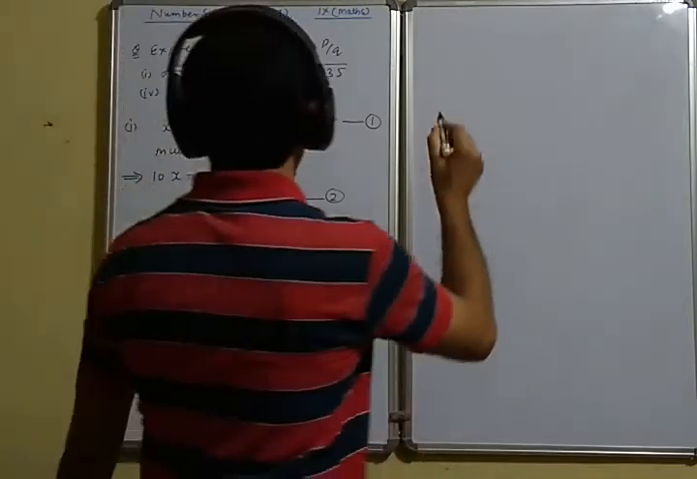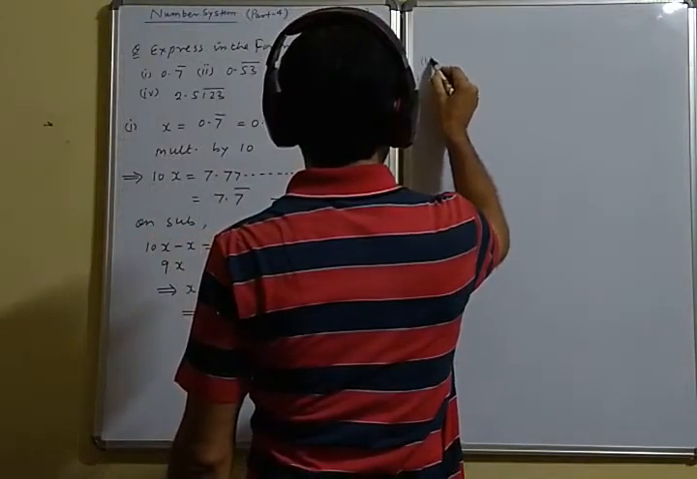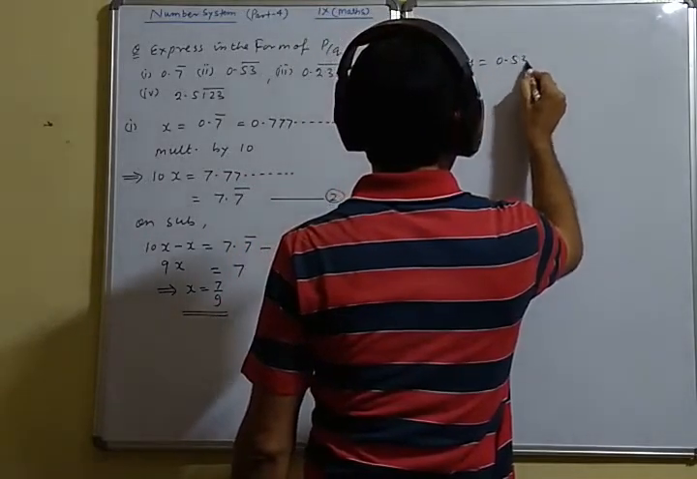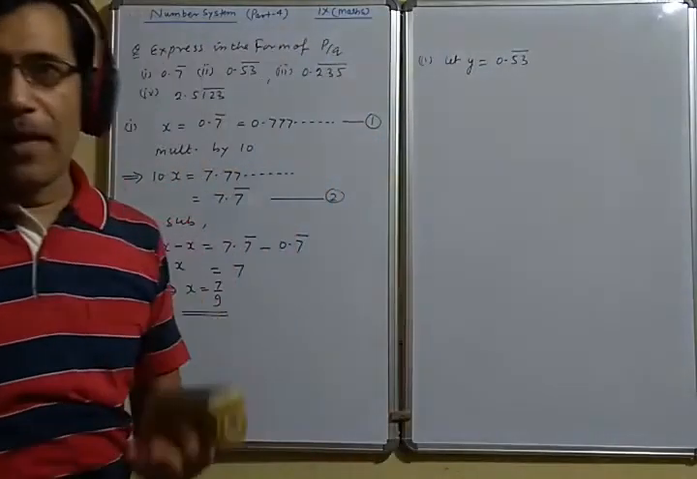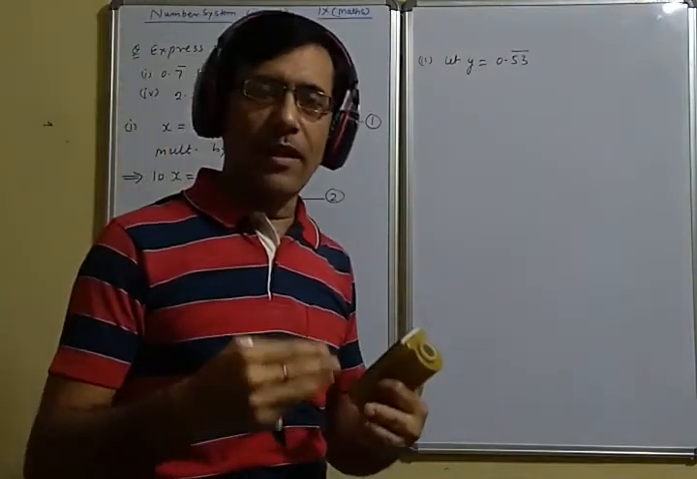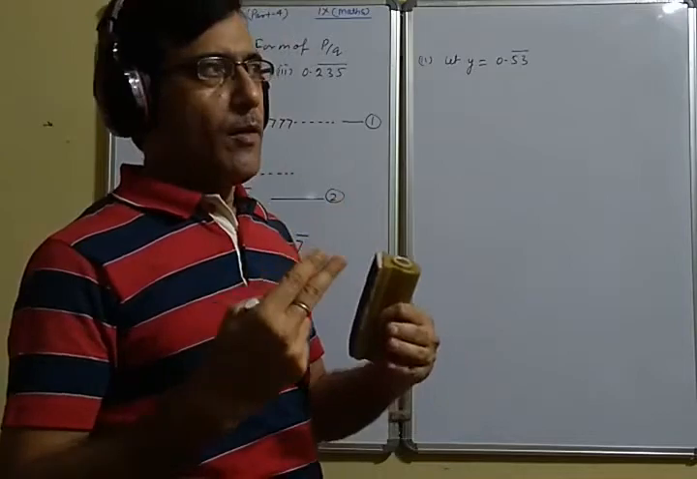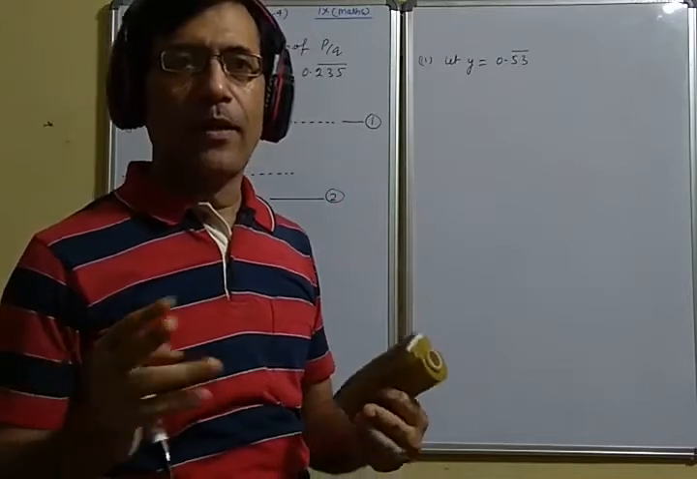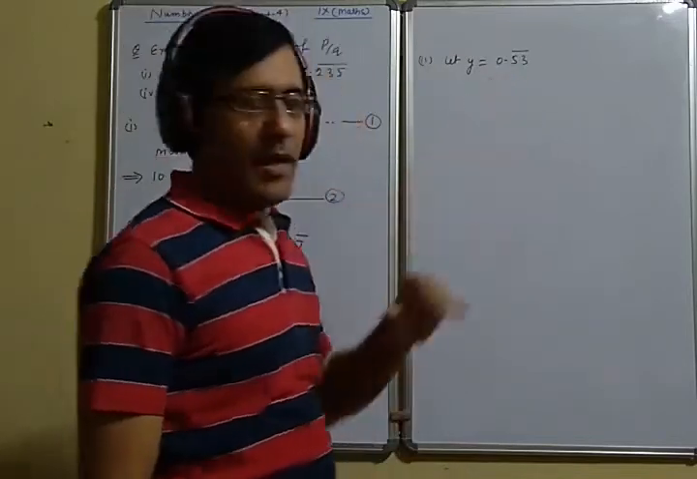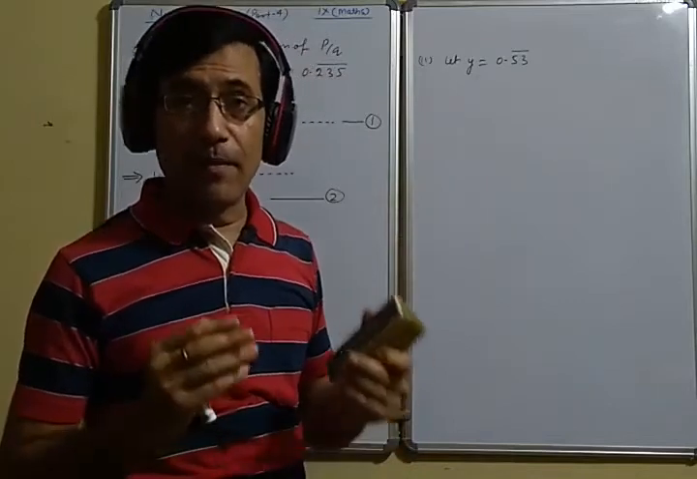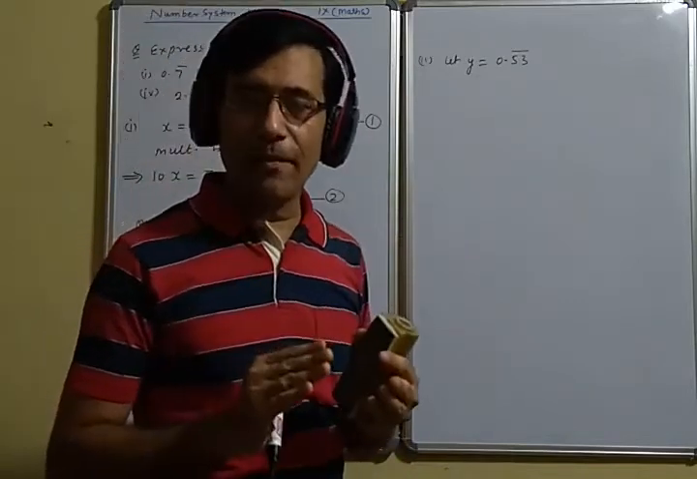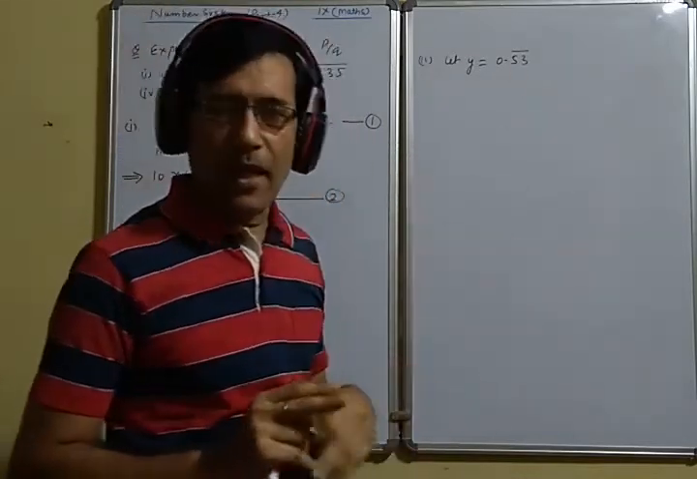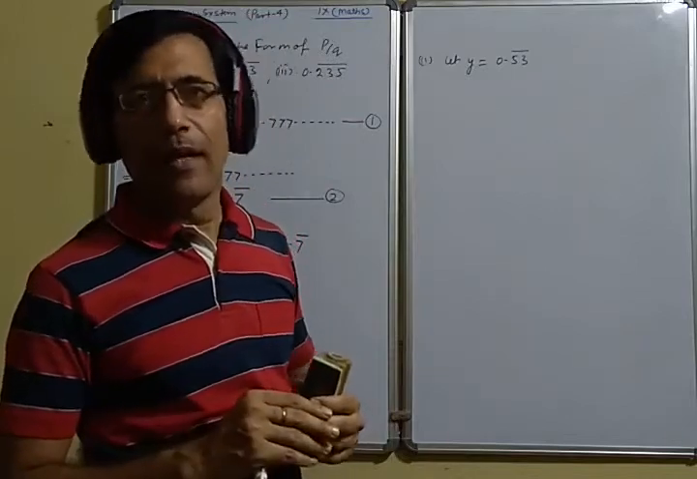Now let us see the next, second part. Let y is equal to 0.53 bar. Bar is on 53. So that means the repeating block contains 2 digits. So we can write it as 0.53, 53, 53 and so on. So multiply it by 100. Why multiply by 100? Because its repeating block contains a 2-digit number, 53. So we will multiply by 100.